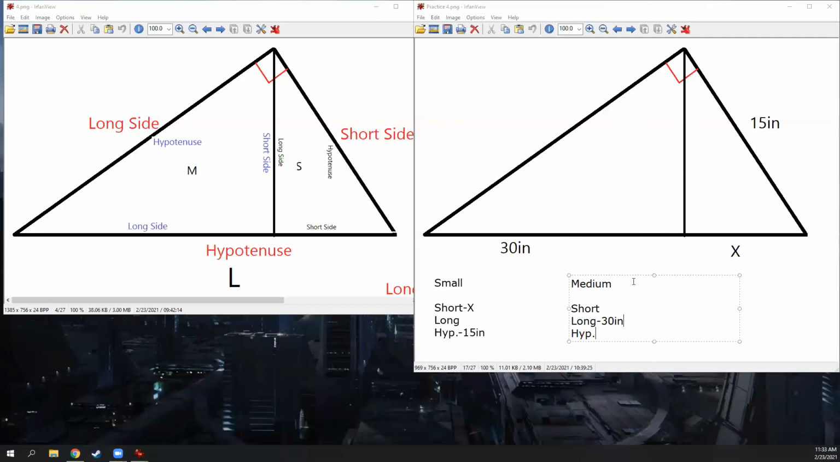Did I just put 30? Yeah, 30, okay. So the medium triangle long side, and then we don't have its short side. And we don't have its hypotenuse, do we? Nothing. Medium triangle doesn't have anything. Probably not going to use it, right?